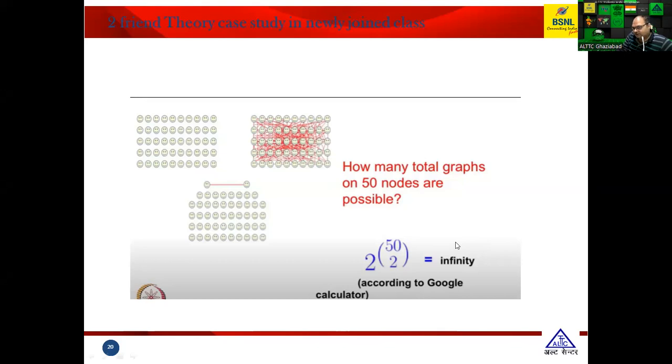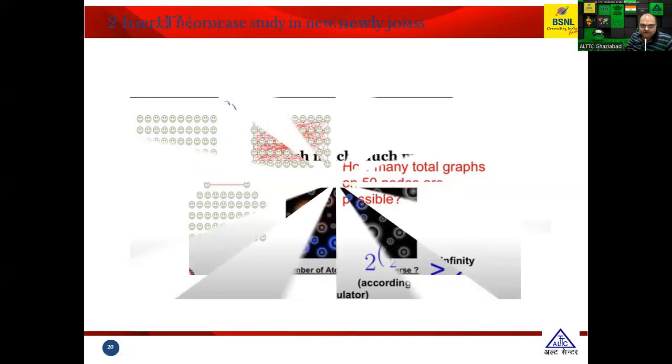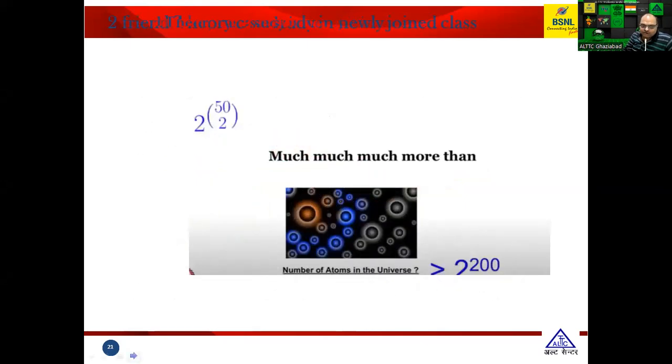It is the most important concept, and it is the only concept for today's lecture. This is the thing that I want to discuss. If you understood this one, that means I have got 50% mark. So 2 raised to the power 52 is much, much more than 2 raised to the power 200, the number of atoms in the universe. So that tends towards infinity. Now I think it is clear.